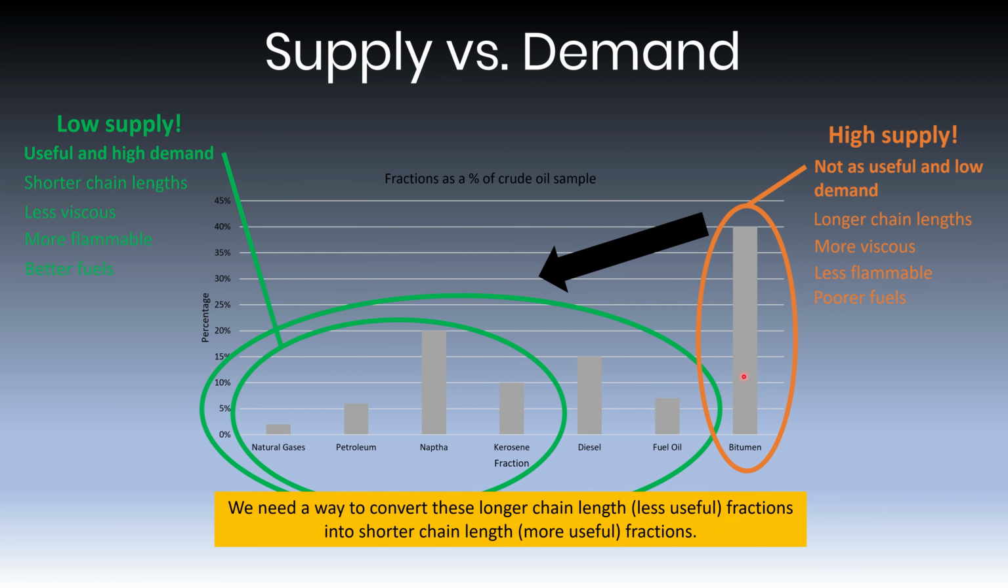What we need is a method that could convert these longer chain lengths, like bitumen, that are less useful and in low demand, into the shorter chain lengths, like these up the very top here, that are more useful because they're much better fuels. We need a method to turn those longer chain lengths into shorter chain lengths. And we have that method. And that method is called cracking.